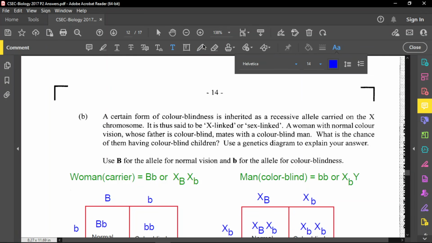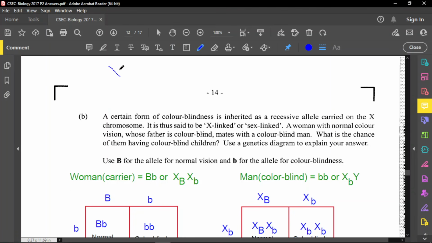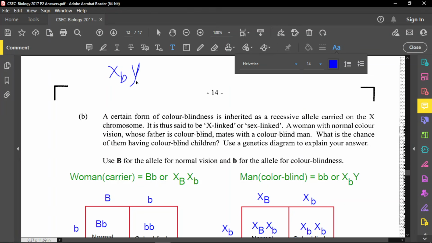So let's just put something here to show what I'm talking about. This is the woman's father. The X chromosome will have the lowercase b, right? And the Y, of course, you can just write the Y, it doesn't really matter. And so this will be her father. All right, so let's go back through the question to finish up the question and show you something here now.